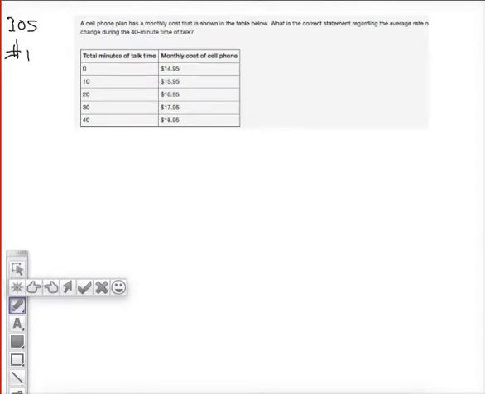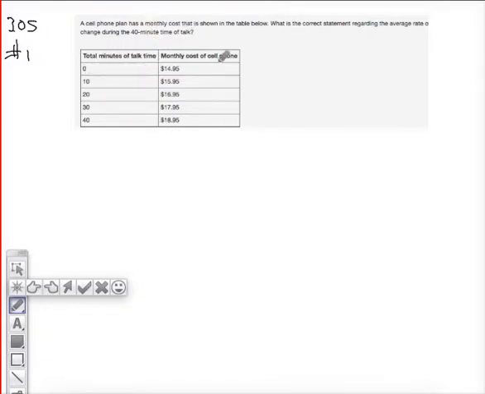Okay, this first question was 3.05, number 1. You've got a cell phone plan that has a monthly cost as shown in the table below. What's the correct statement regarding the average rate of change during the 40-minute time? When you see average rate of change, you want to think about slope.